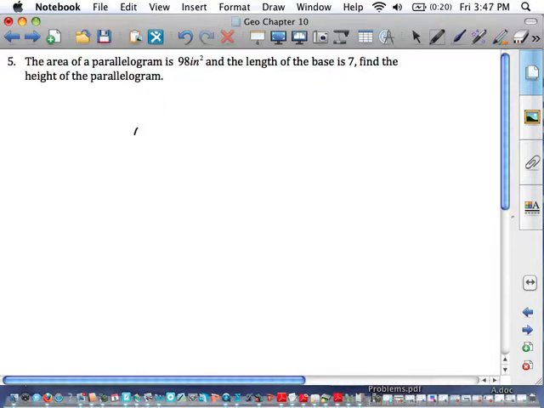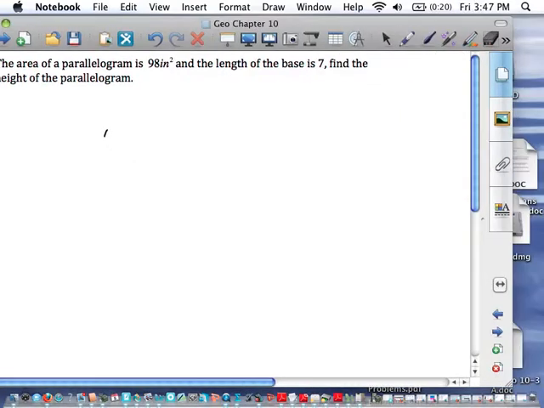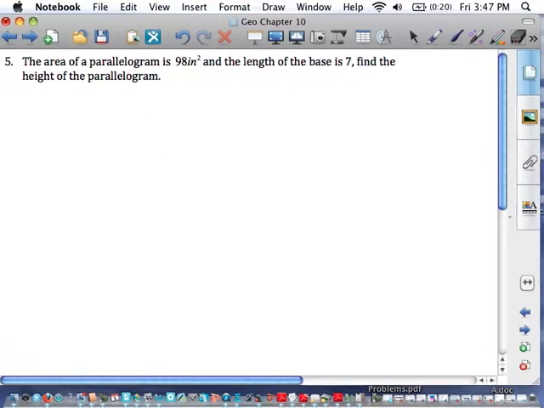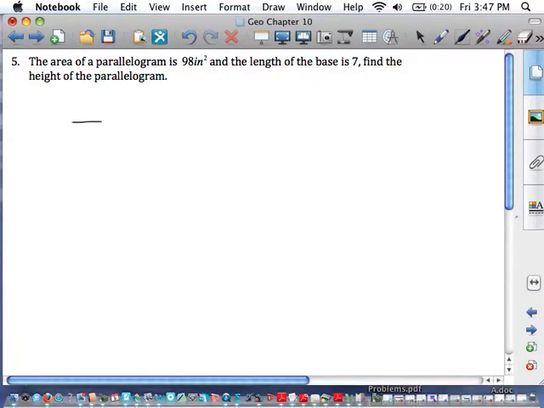Number 5 says the area of a parallelogram is 98 inches and the length of the base is 7. Find the height of the parallelogram. So the first thing you want to do is remind yourself what a parallelogram looks like, and maybe you want to label it as well. So if you have a parallelogram, it looks like that. It tells you that the base is 7. The height is perpendicular. And the area is equal to 98 inches squared.